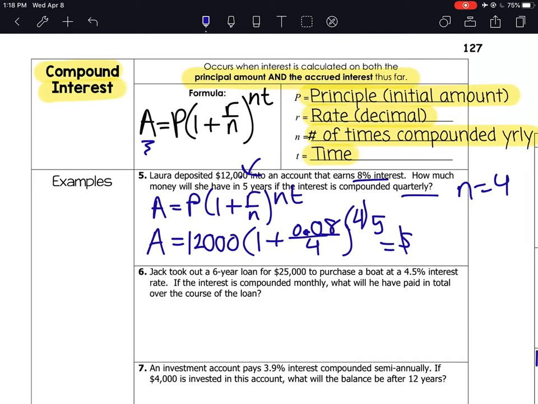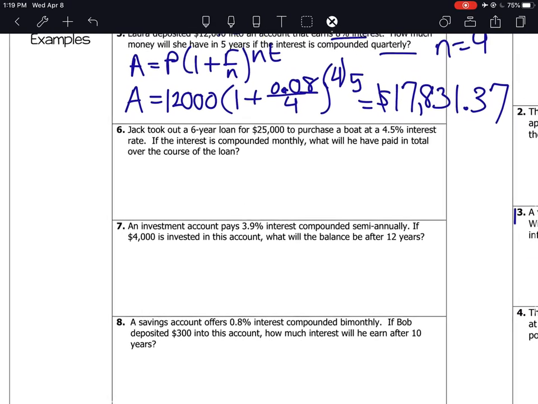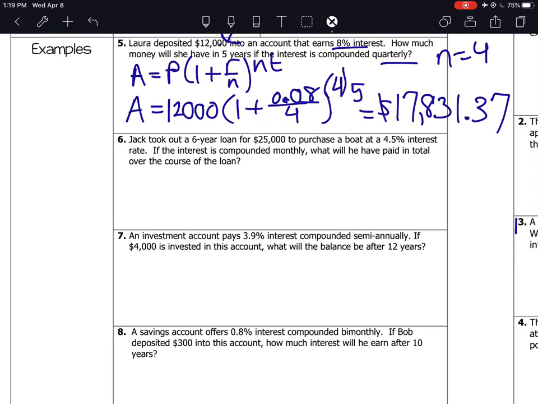I just wanted to show you that because many people know how to set it up, but they put it incorrectly in the calculator. And if you did get the right answer on the calculator, it should have been $17,831.37, which is a big growth. You know, for 5 years, you went from 12,000 to 17,000 and change. All right. So I think we're getting the hang of this.